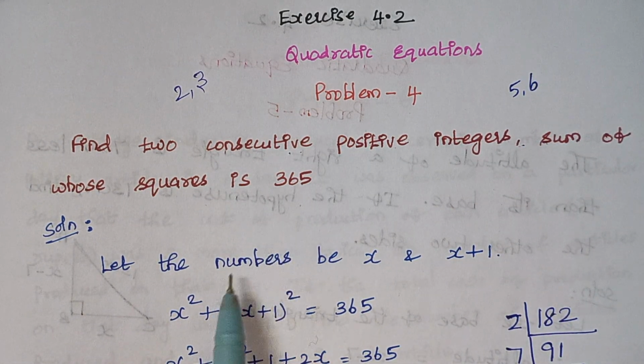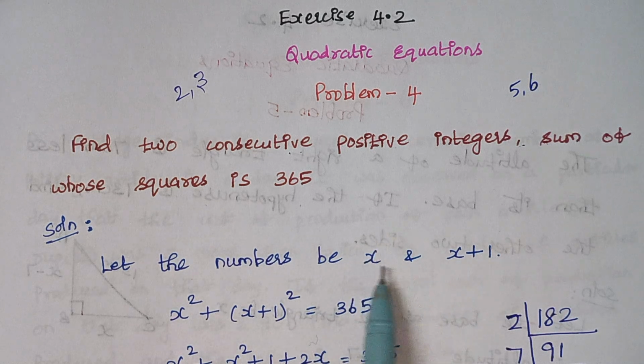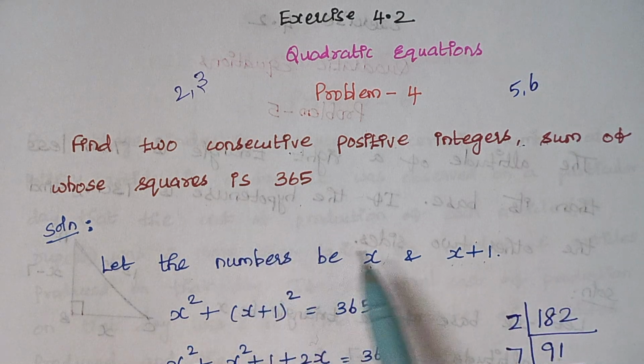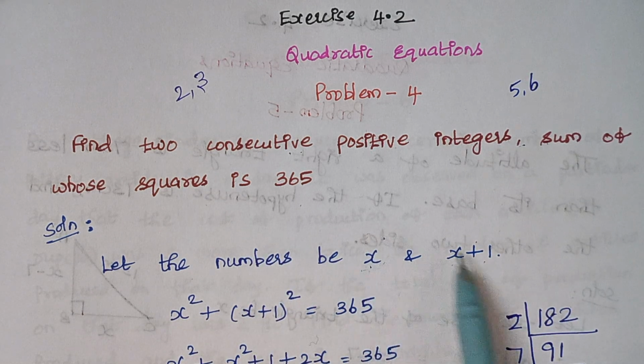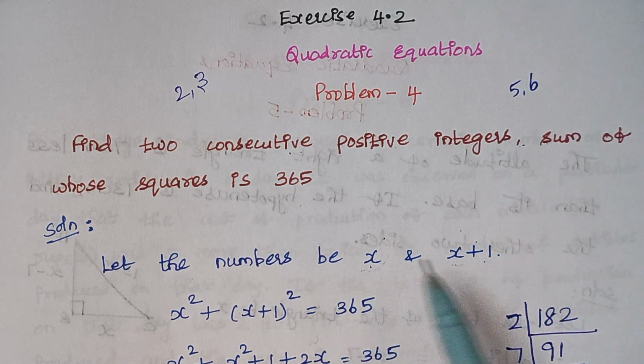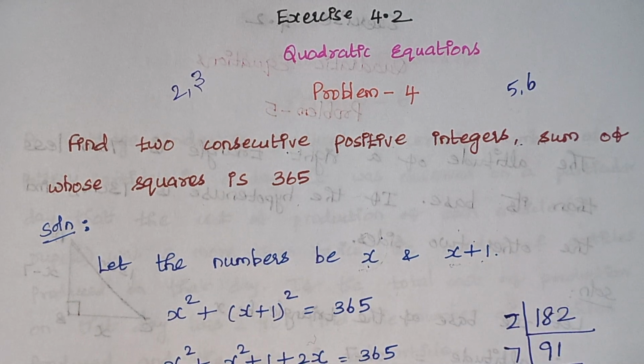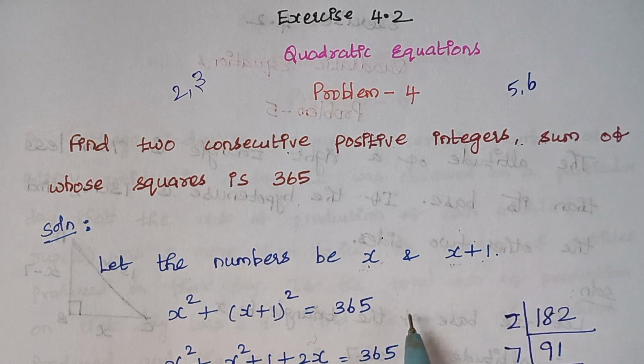Now, here we are selecting the number as, let the one number be x. Now what about the next number? It is x plus 1, obviously. For example, if x is 2, then the next number is 2 plus 1, 3. If x is 5, then the next term is 5 plus 1, 6. So we don't know the number, so we are going as x and x plus 1.